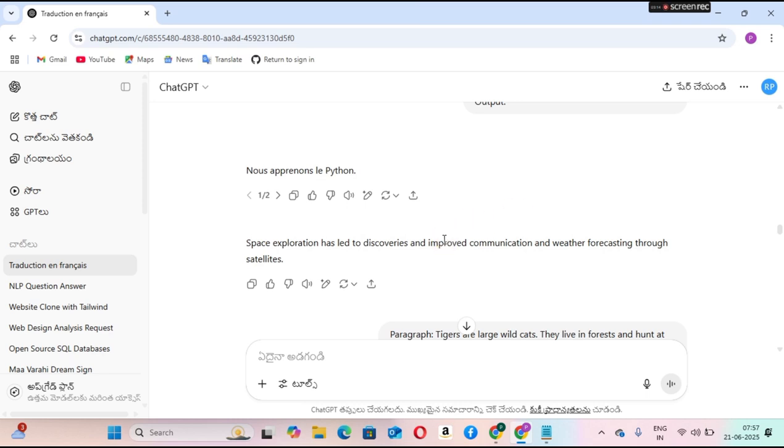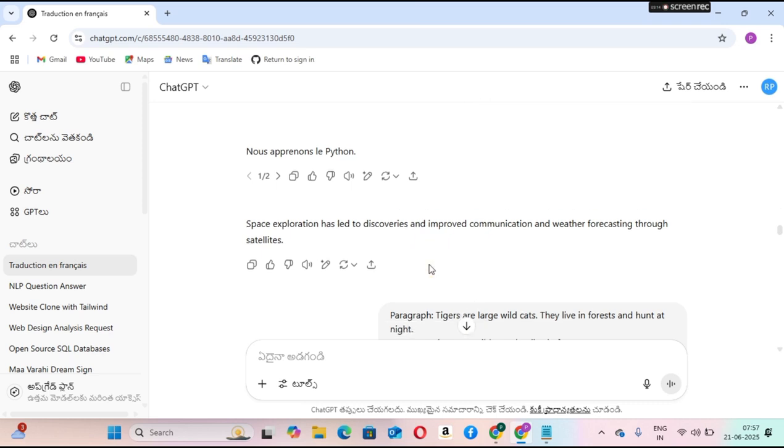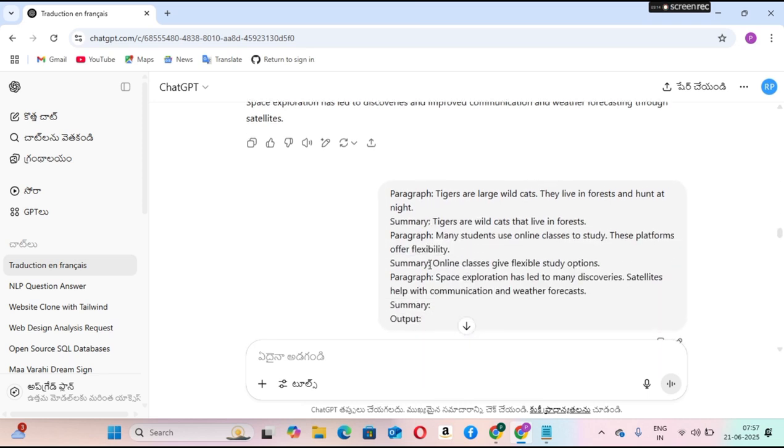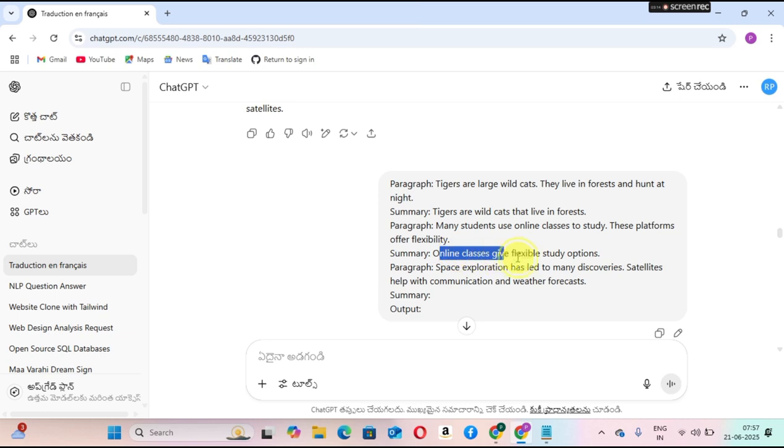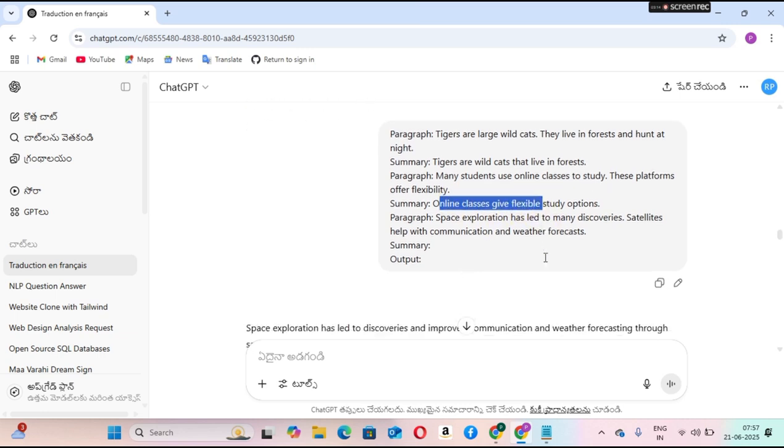Paragraph: Tigers are large wild cats. They live in the forest and hunt at night. So summary: tigers are wild cats that live in forest. Coming to the second paragraph example: many students use online classes to study. These platforms offer flexibility. So summary: online classes give flexible study options.